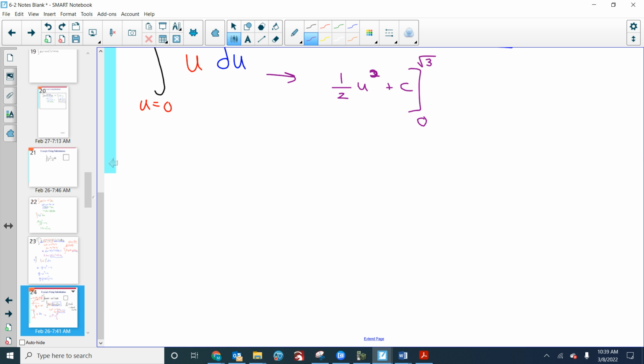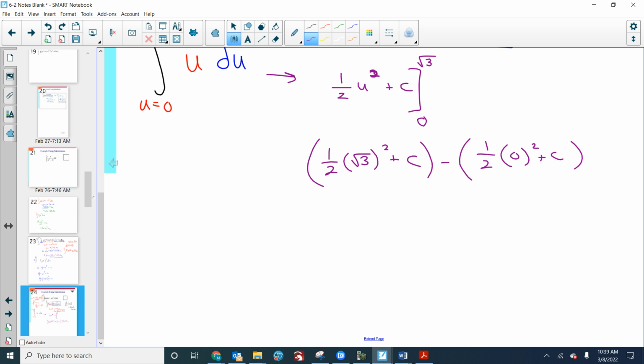1/2 radical 3 squared plus a constant minus 1/2 0 squared plus a constant. What's radical 3 squared? 3, over 2. 3/2. Isn't that beautiful? Unexpected. Think about it: you've got tangent of x times secant squared x from 0 to pi over 3, and it's a perfect 3/2, 1.5 area.